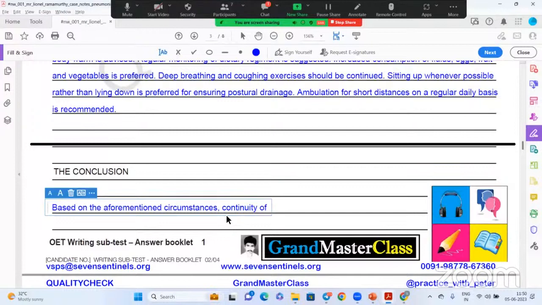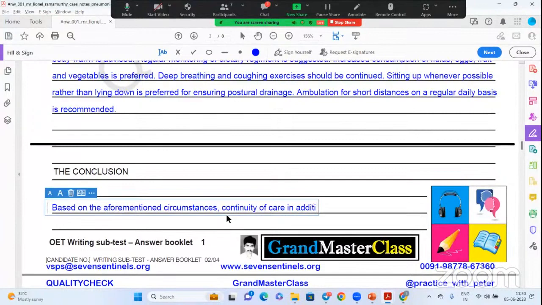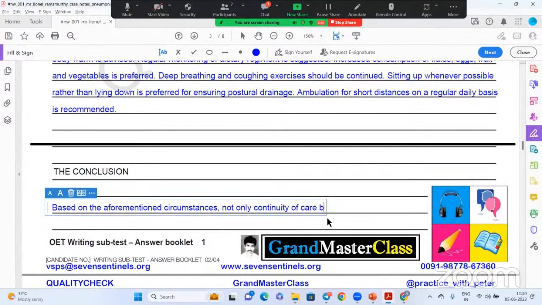Based on the aforementioned circumstances, not only continuity of care, but also implementing the suggested plan of action would be profoundly beneficial to improve the condition of Mr. Ramamurthy. Full stop.